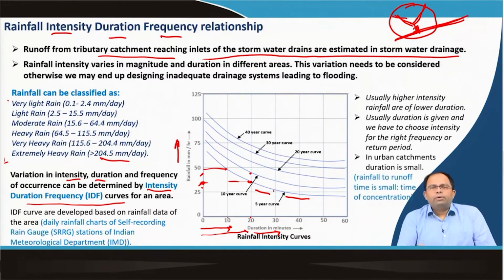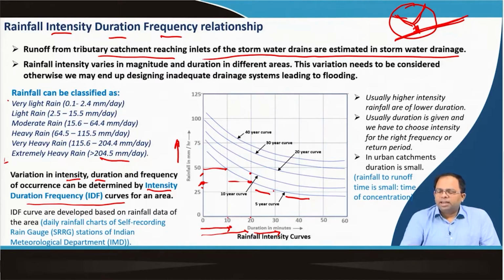So, a few rules, a summary of what we just learned. Usually higher intensity rainfalls are of lower duration. Usually duration is given and we have to choose intensity for the right frequency or return period. This frequency is the return period, so we also call it a return period, like 5-year return period, 20-year return period. Usually the duration is given, so we know the duration.